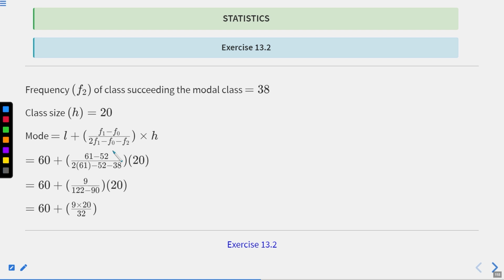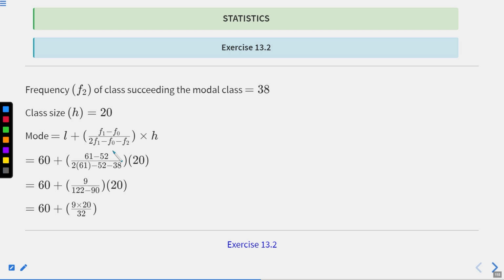The class size h is equal to 20, and we know the formula for the mode, that is L plus (f1 minus f0) divided by (2f1 minus f0 minus f2) times h, and we know all these values: f1, f0, f2, h and L. Now substituting these values in this formula, we get mode equal to 60 plus (61 minus 52) divided by (2 times 61 minus 52 minus 38) times 20.